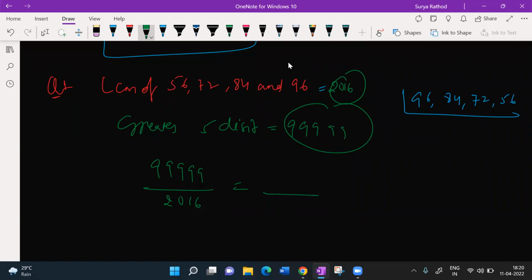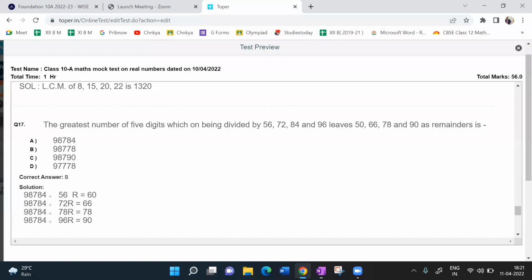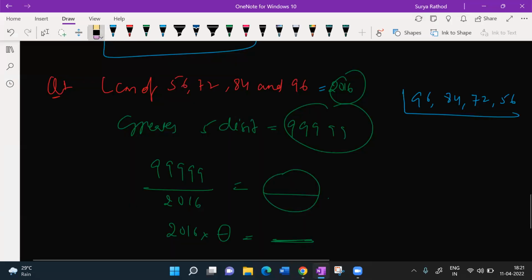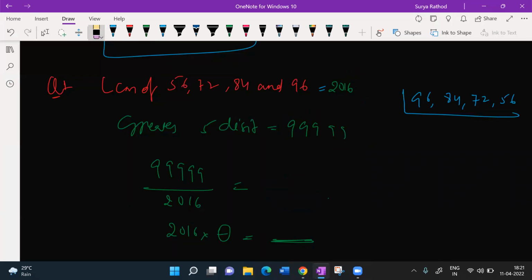And after that, you can decide it very easily, guys. How can you decide that? After dividing, you will be getting some number, right, beta? So that this result is into that LCM. All right. And minus, what is the remainder it was leaving? 56 minus 50. Let me solve it. So how much do you get, beta? The five nines divided by 2016.